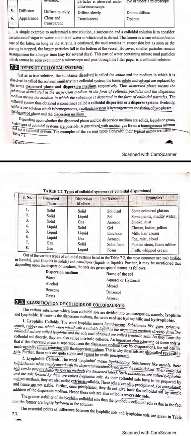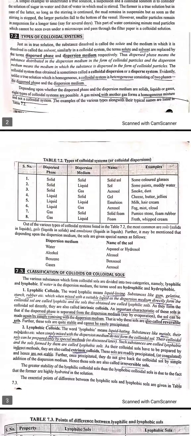and the dispersion medium. Depending upon whether the dispersed phase and the dispersion medium are solid, liquid, or gases, eight types of colloidal systems are possible. A gas mixed with another gas forms a homogeneous mixture and not a colloidal system. The examples of the various types, along with their typical names, are listed in table 7.2.